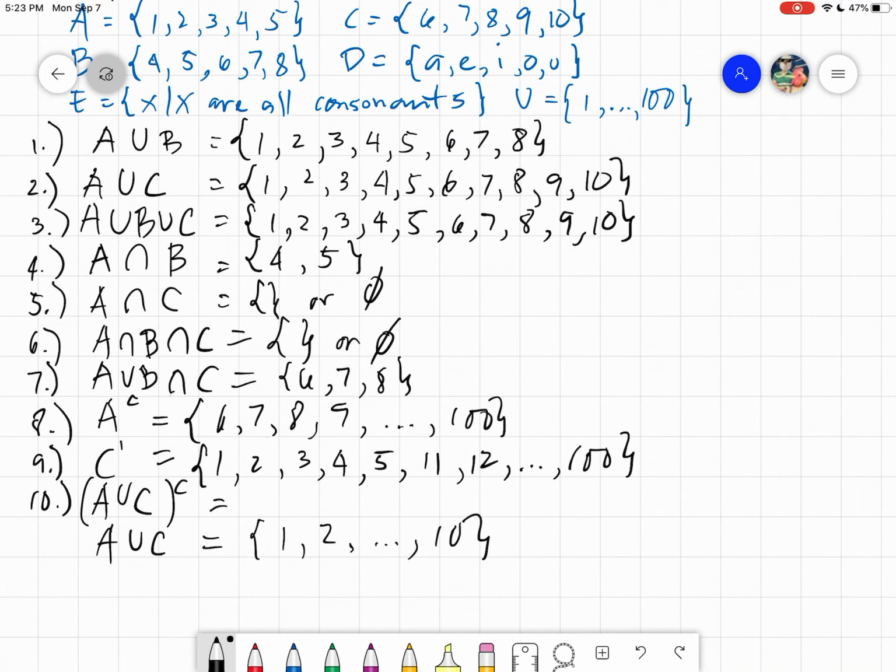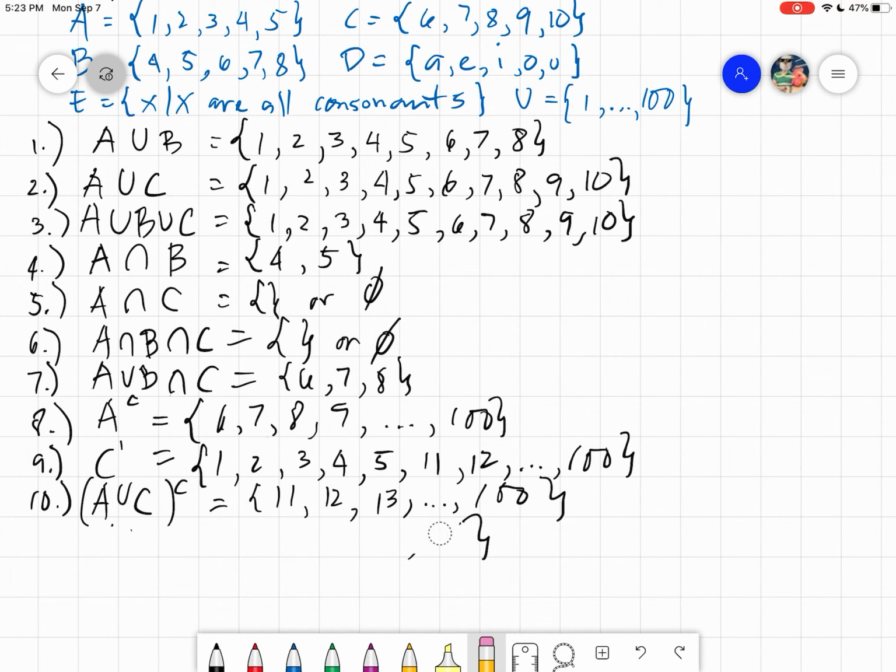At ang universal set is 1 to 100. So, aalisin ko yung 1 to 10. Ang matitira is 11, 12, 13, hanggang 100. So, basically, A union C complement is just simply removing A union C from our universal set. Okay? I hope you got that. Take note po, ang complement lang naman po ang ginagawa, inaalis mo siya doon sa universal set. Nothing more, nothing less. Okay?